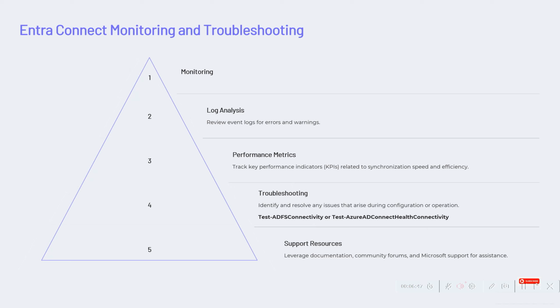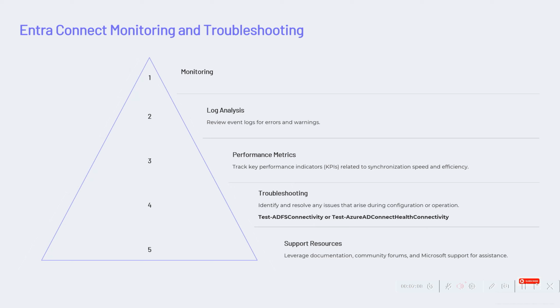Second, performance metrics. We can track performance metrics such as resource usage, sync duration, CPU and memory utilization, and any latency between on-premises AD and Entra ID. You can use Synchronization Service Manager to monitor sync status, and tools like Task Manager to track system performance.